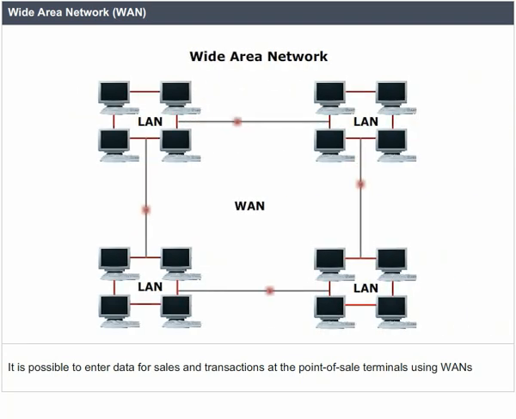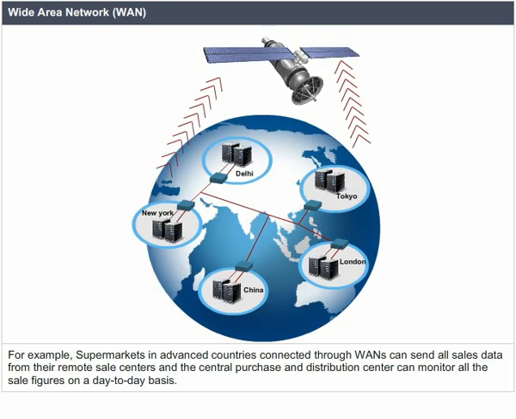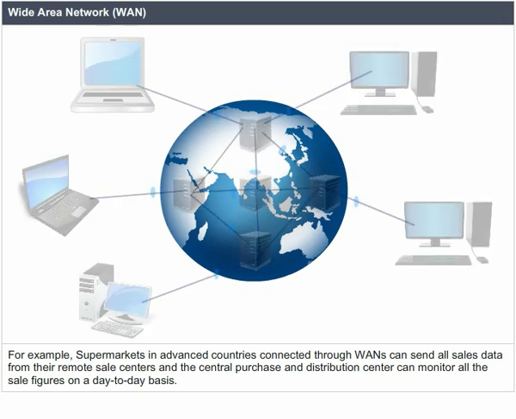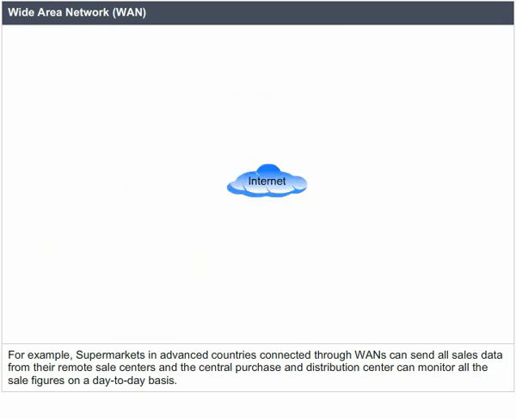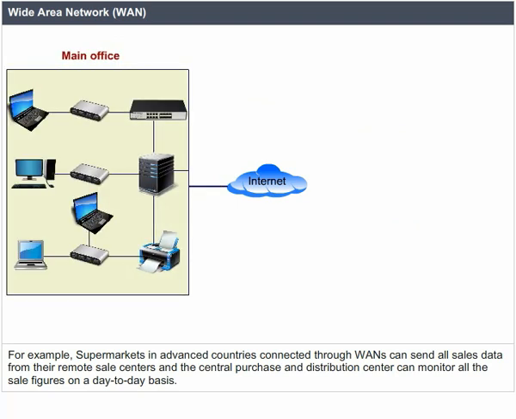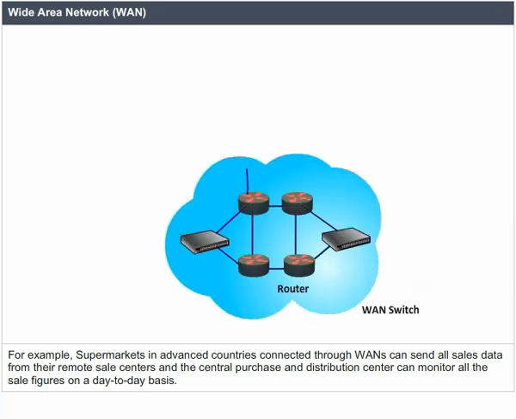It is possible to enter data for sales and transactions at the point of sale terminals using WANs. It is also possible to centralize this data in a computer system for processing or reporting purposes. For example, supermarkets in advanced countries connected through WANs can send all the sales data from their remote sales centers, and the central purchase and distribution center can monitor all the sales figures on a day-to-day basis.